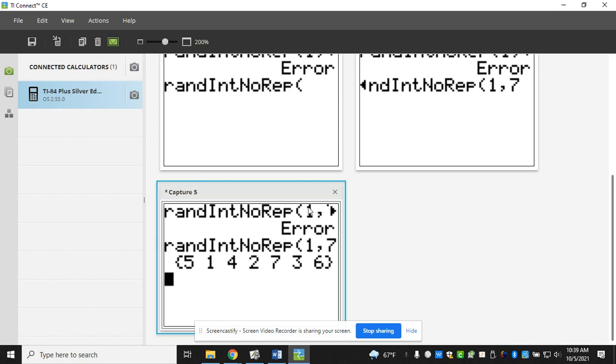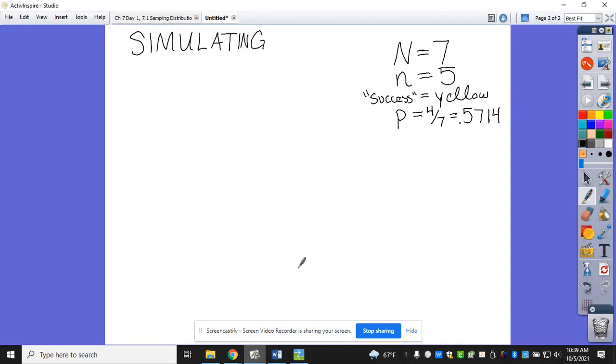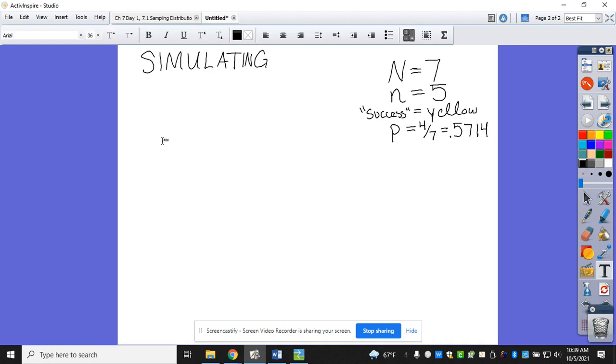So right here, what are my first 5 numbers? 5, 1, 4, 2, 7. So on my sheet, where it says values included, don't write anything yet. Where it says values included, I'm going to write in that very first one, what did I say? 5, 1, 4, 2, 7.